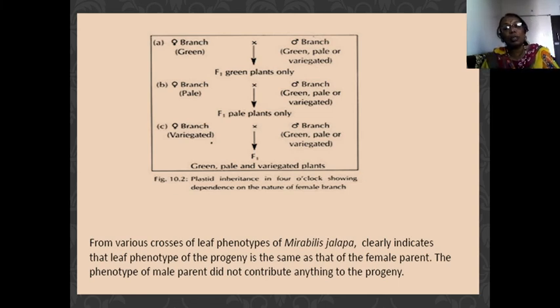The genes responsible for that leaf phenotype are transmitted only through the cytoplasm of the mother parent. It is therefore termed cytoplasmic inheritance, extranuclear inheritance, or maternal inheritance, because for that character the genes are present only in the chloroplast, only in the plastid, and these plasmagenes control the phenotype of the leaves.